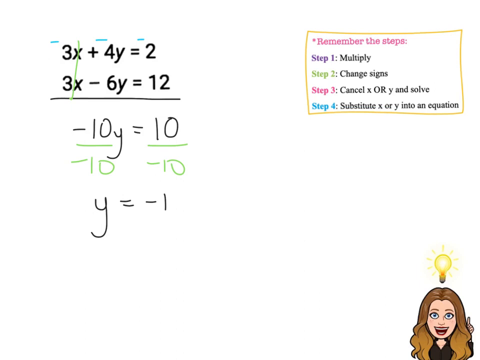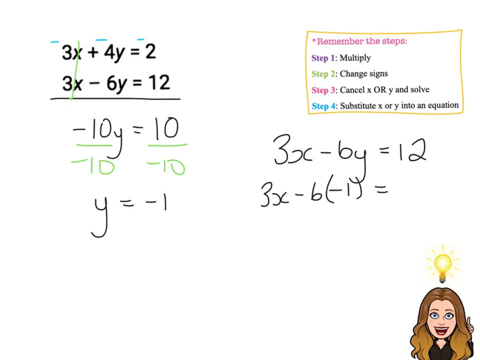Now I can move to step 4, and I sub it into an equation. It doesn't matter which equation I use, I'm just going to take the bottom one here. So I have 3x minus 6y equal to 12, and I simply substitute in for y. So I have 3x minus 6 times minus 1 equal to 12.